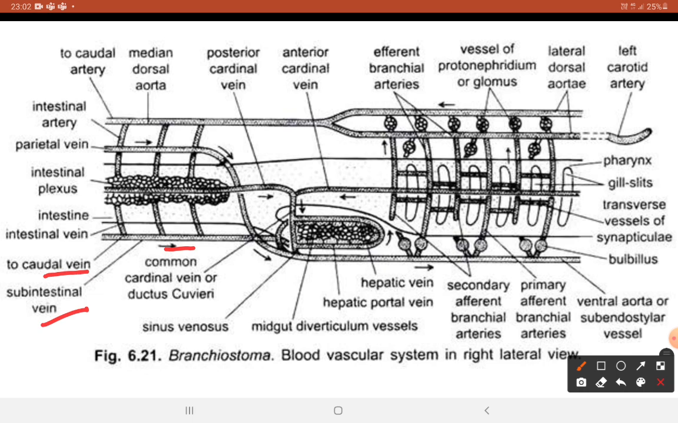Now which is the organ that corresponds to the liver of higher vertebrates? We said it is the midgut diverticulum. Now where is the midgut diverticulum? Here it is, this portion.